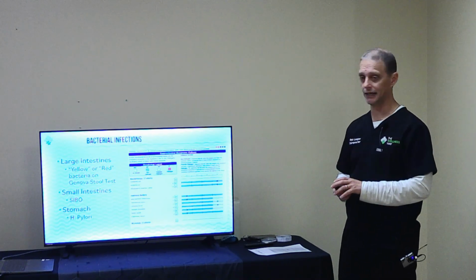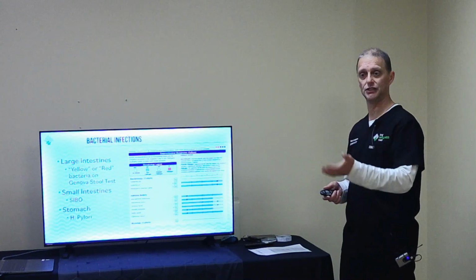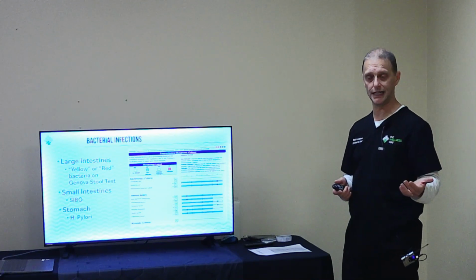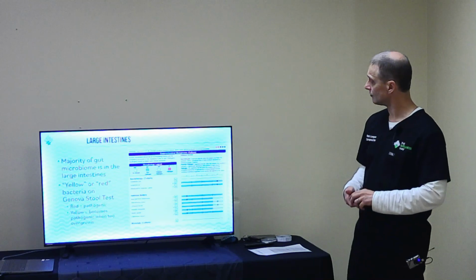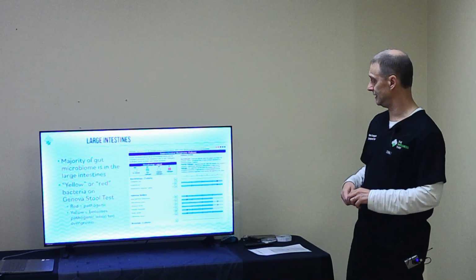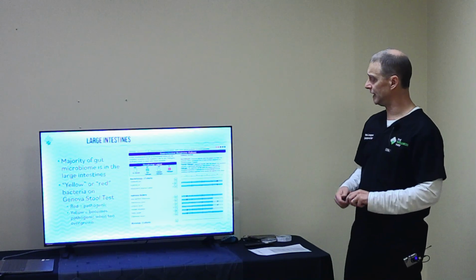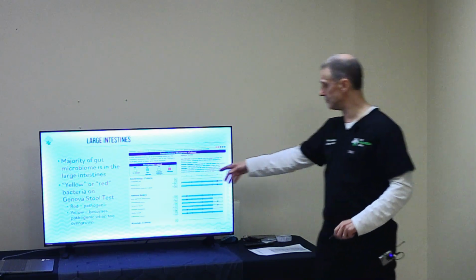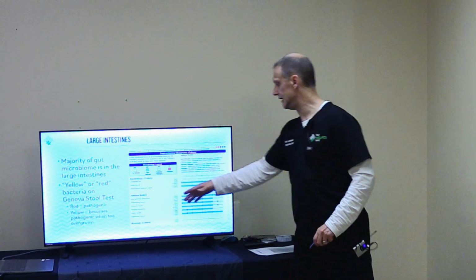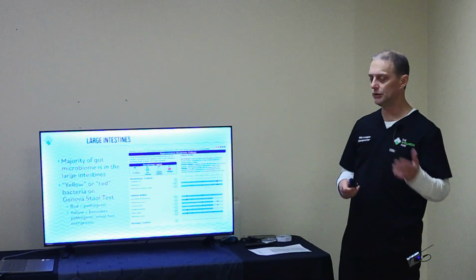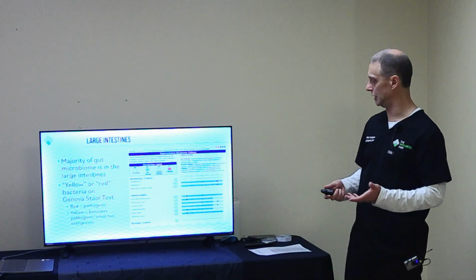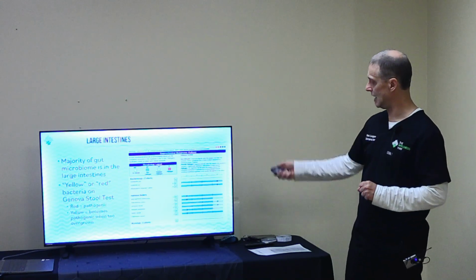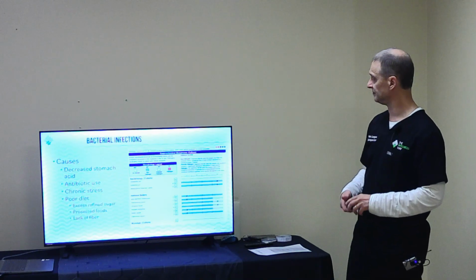A lot of people are on acid reducing or stopping medications for their stomach. It's one of the most prescribed medications in the country. So the large intestine, the majority of the gut microbiome is found there, and red typically is an indication of pathogenic. Yellow is an indication that it could become pathogenic if there's too much of it. So this is one of the ways that we check for how we're doing with some of the bacteria.